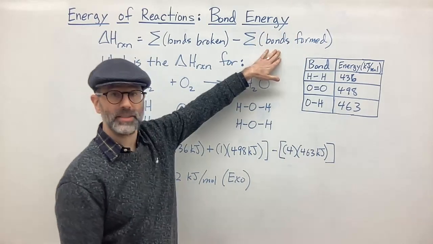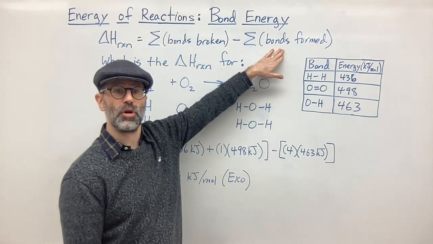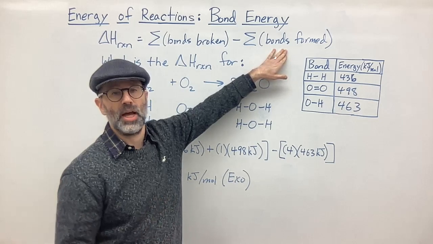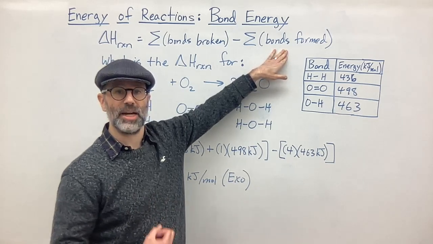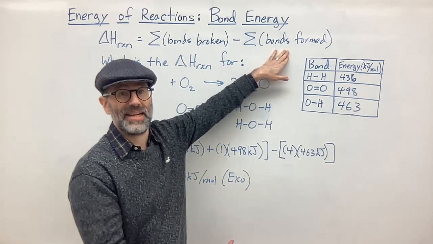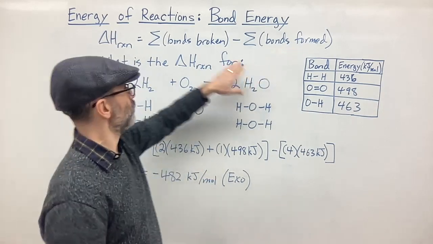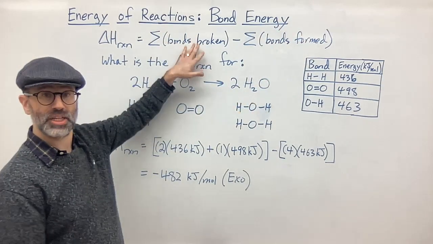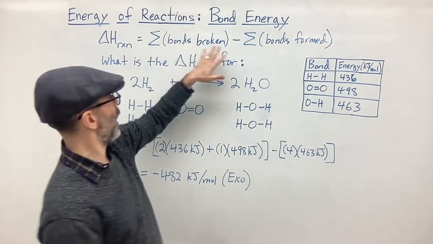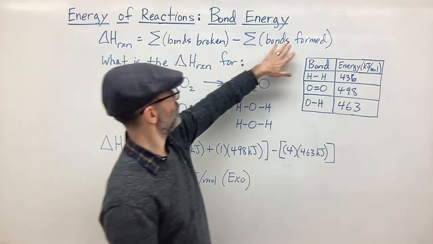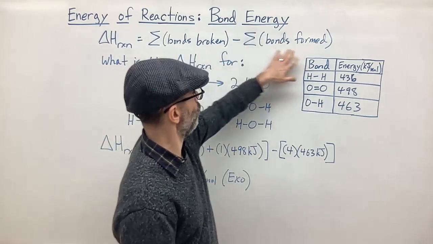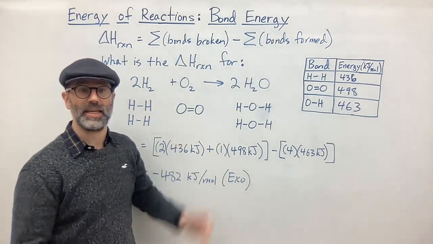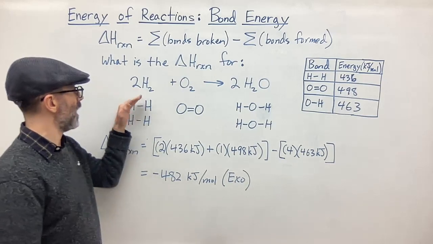You're subtracting the energy of the bonds formed because all of the energies you're going to look up in the table are positive. Remember, when you're forming bonds, energy is released, so that's going to be a negative number. That's why we're subtracting the sum of the bonds formed. You add up the bond energies of the bonds broken, add up the bonds formed, and subtract bonds formed from bonds broken, and you'll get the heat of the reaction.